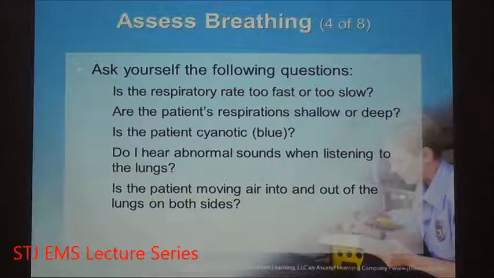So while you're doing this, you're going to ask yourself these questions. Is the respiratory rate too fast or too slow? Is it too shallow or too deep? Is the patient cyanotic? When I listen to the lung sounds, do I hear abnormal breathing? And is there lung sound present on both sides?